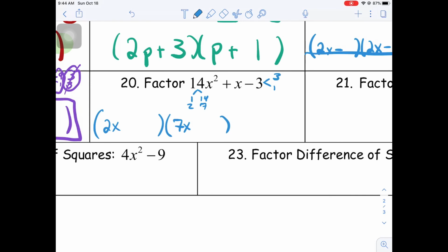So 1 and 3, that's nice. That's our only options for the end. Positive 1 in the back. I like 3, and I like it multiplied by 2. So let's go negative 3. That would give us negative 6. Let's go positive 1 would give us positive 7. So negative 6, positive 7 would give us positive x.